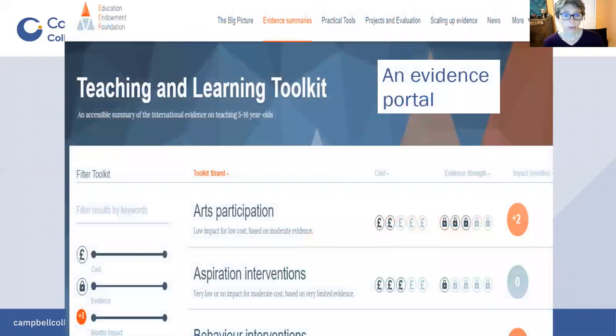So one example of a portal is this Education Endowment Foundation portal, the Teaching and Learning Toolkit, which has boiled down systematic reviews into three numbers: cost from 1 to 5, evidence strength from 1 to 5, and impact in months of education. And you can see how this would be immediately very appealing to decision makers, but it's extremely labor intensive for the toolkit developers to come up with a formula to summarize these numbers.